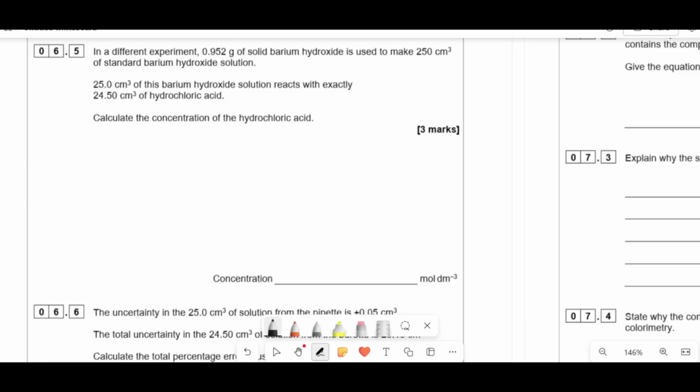In a different experiment, this much barium hydroxide is used to make 250 cm³ of this solution. 25 cm³ of this reacts with exactly that much hydrochloric acid. Calculate the concentration of this hydrochloric acid. This should be 3 marks. The fact that 30% of people got all marks is just shocking. Like, what were y'all doing?